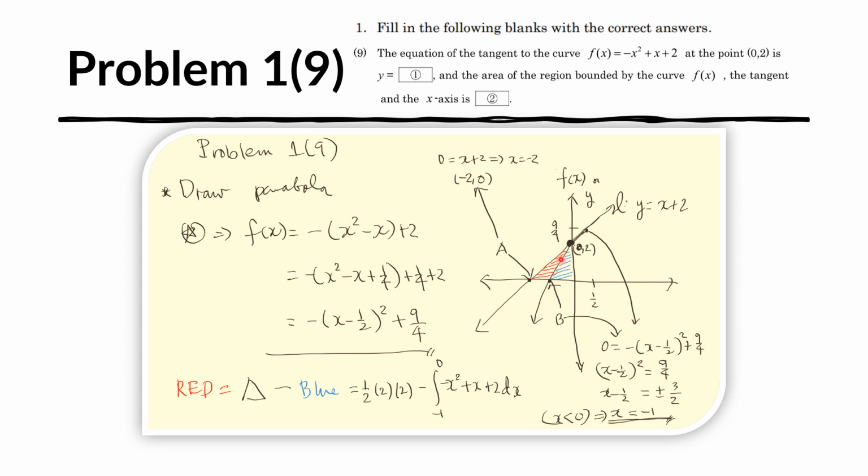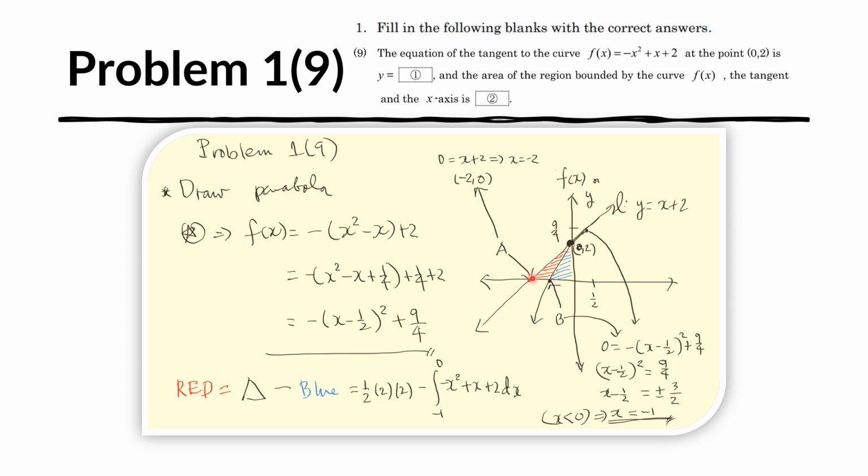That area is this red area. To compute this red area, we notice that it is easier to compute this triangle and subtract this blue area. So to get the red area, we compute the area of the triangle bounded by the line and the coordinate axes, and then we subtract the area of this blue region, which is the integral of the parabola from this point to this point. And so we do that.